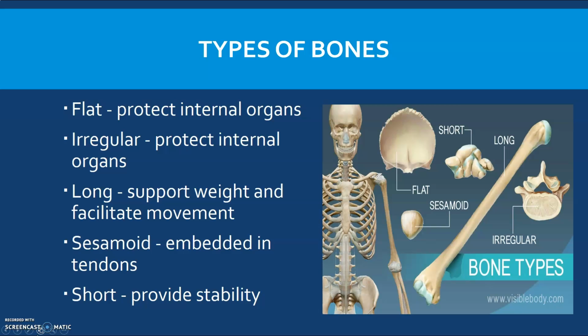Sesamoid bones are embedded in tendons. They are found in tendons of the hands, knees, and feet. They protect tendons from wear and tear. And an example is the patella, which is your kneecap. And then we have short bones. Short bones provide stability. They are located in the wrist and ankle joints. Examples include the tarsals in the ankles and the carpals in the wrist.